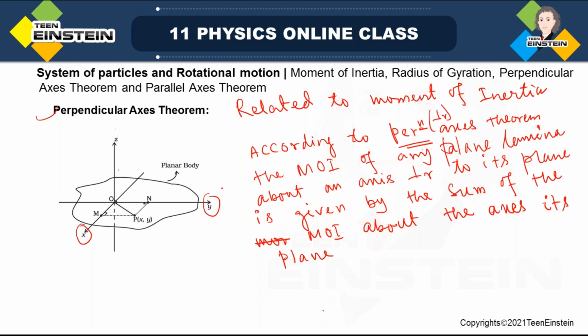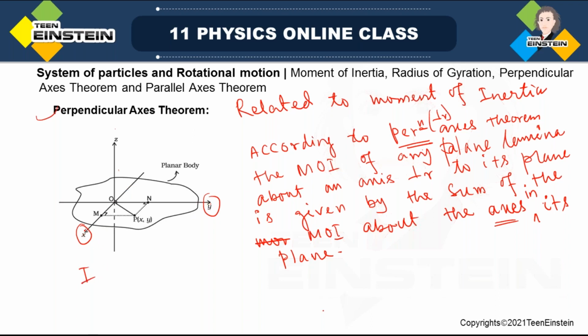I'll write it in mathematical form so that you understand. According to the perpendicular axis theorem, the moment of inertia of any plane lamina about an axis perpendicular to its plane is given by the sum of the moments of inertia about the two axes in its plane. Let me tell you. What are the axes in the plane of this particular lamina? The axes are the x-axis and the y-axis.